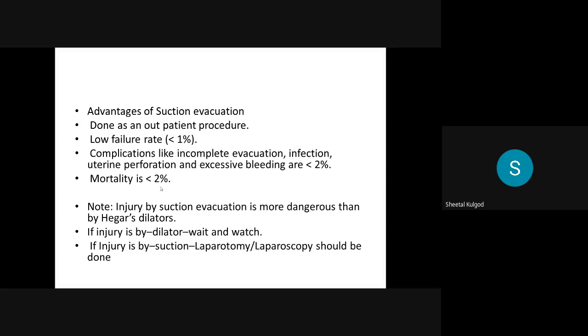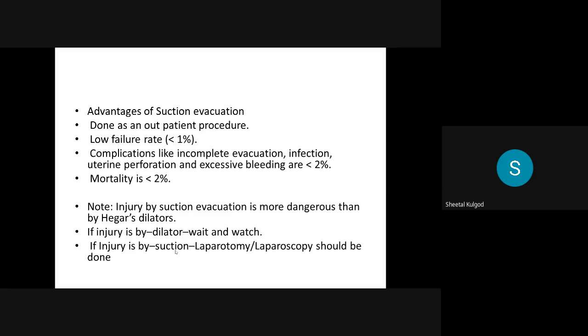Mortality is 2%. Note: injury by suction evacuation is more dangerous than injury by Hegar's dilators. So if the injury is by a dilator, the recommended approach is you can just wait and watch. If you feel that you have injured the cervix by a dilator, it is still okay. You can just wait and watch.